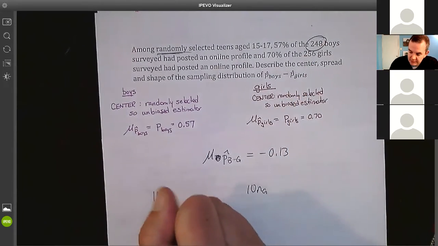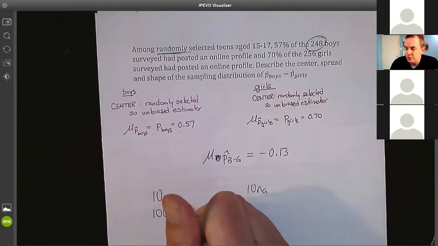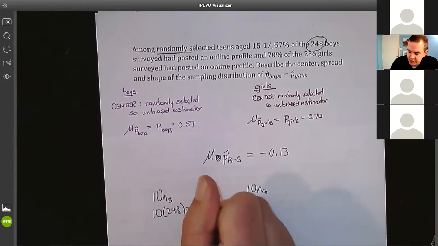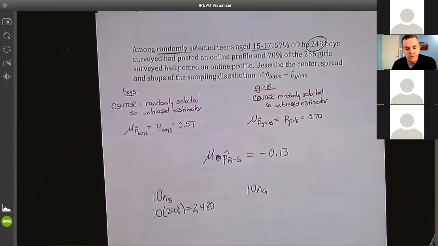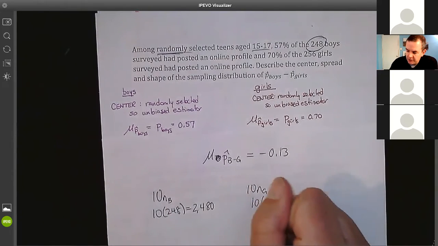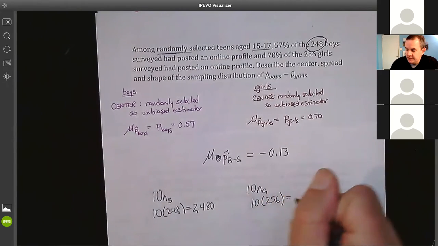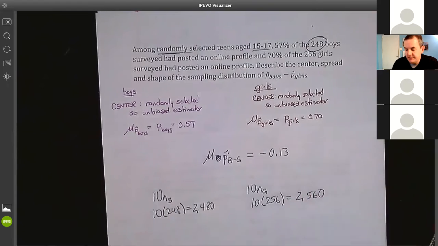So I'm going to do 10 times 248, which is going to give me 2,480. I'm talking about 15 to 17-year-old boys. Do you think it's safe to assume there are more than 2,480 15 to 17-year-old boys? Yeah, online, I would assume yes. It's pretty safe. And I'm going to do the same thing for girls. I'm going to do 10 times the 256, which gives me 2,560. So I think it's safe to assume there are more than 2,560 girls.